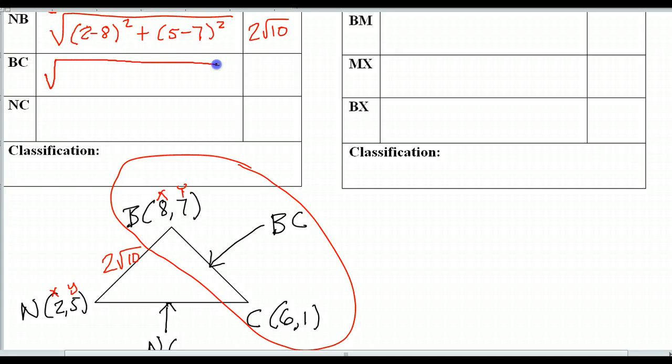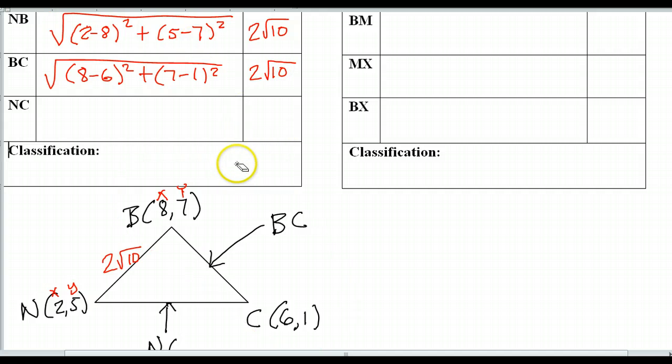So distance formula, and so that's going to be x minus x, so 8 minus 6 squared, y minus y, so 7 minus 1 squared. Put that whole thing in your calculator again, and what do you know? You get 2 radical 10 again. Okay, so it's definitely isosceles, but we want to be as specific as possible, so it remains to be seen if it's equilateral or not.